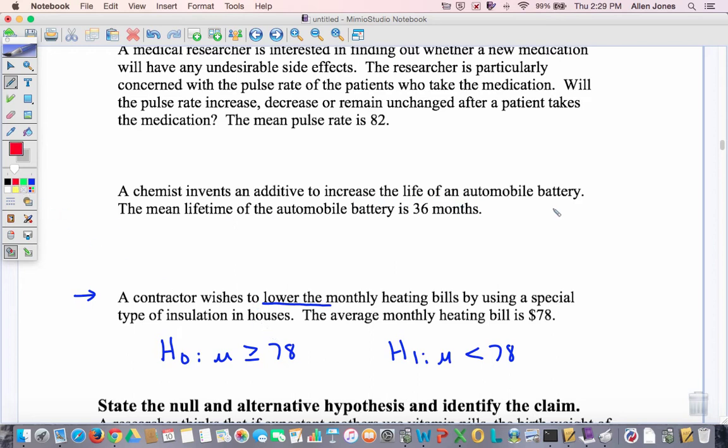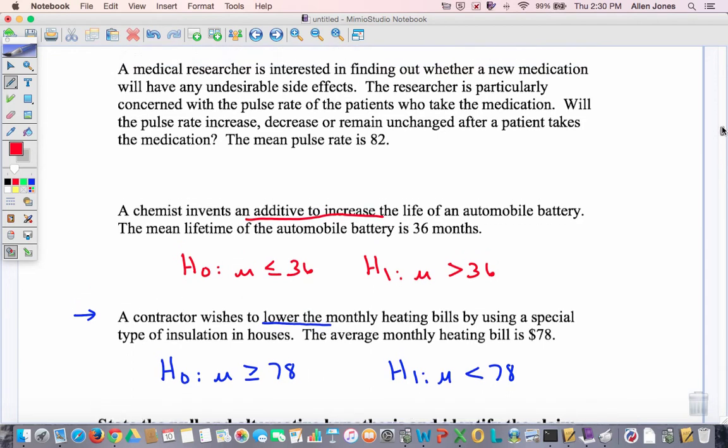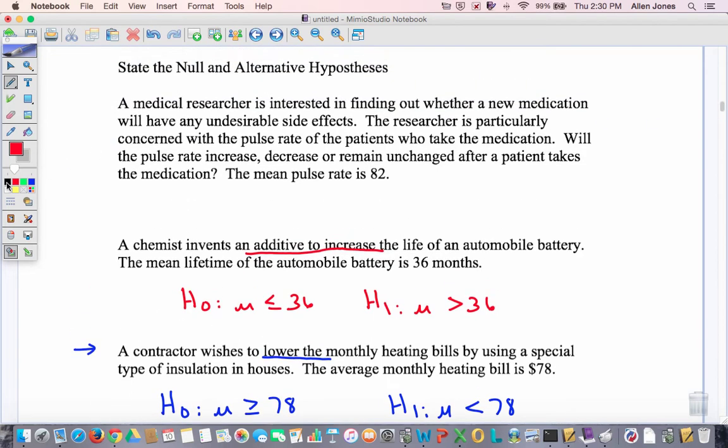So now as we move up here, it says a chemist invents an additive to increase the life of the automobile battery. The mean lifetime right now is 36 months. So our null hypothesis, we're working with a mean of 36 months. Our alternative hypothesis, we're working with a mean of 36 months. Our additive is supposed to increase the life of the automobile battery, so it means it can be more than 36 months. Opposite of more than 36 is less than or equal to. So again, noting our null hypothesis contains the equal to sign, so we're less than or equal to 36 months. So we've written our 2 hypotheses.